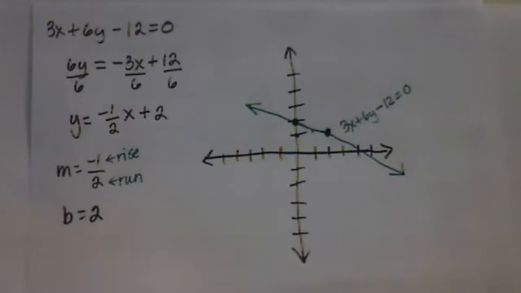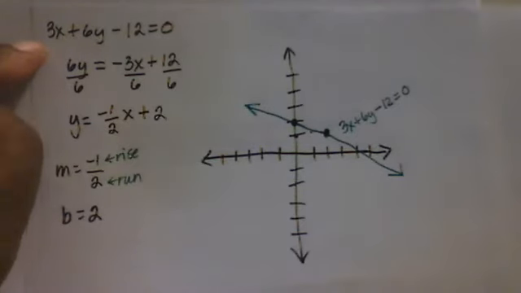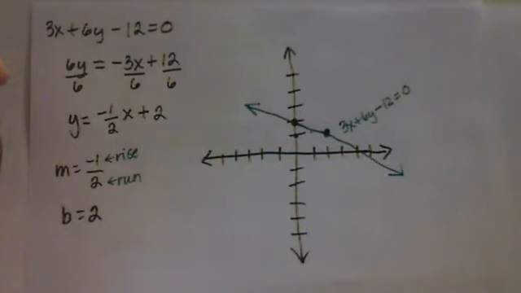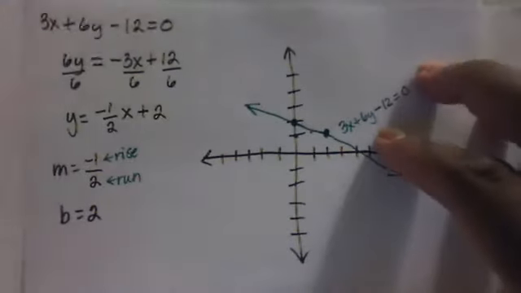So that's how you graph the equation that's written in general form. And as you can see, 3x + 6y - 12 is an example of an equation that is in general form. And we can write that in slope-intercept form by getting the y by itself. And from that, we can identify the slope and the y-intercept.